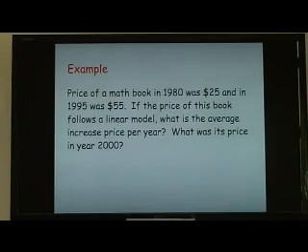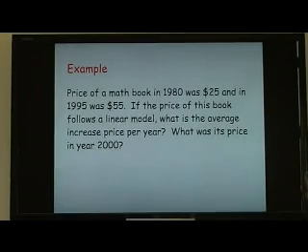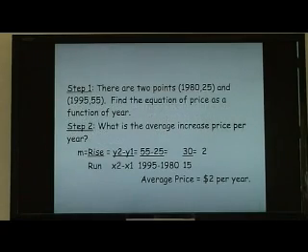Example, the price of a math book in 1980 is $25. In 1995, it was $55. If the price of the book follows a linear model, what will the average price increase per year, and what will its price be in the year 2000? Step 1, there are 2 points, 1980 and 25, and 1995 and 55. Find the equation of the price as a function of that year.